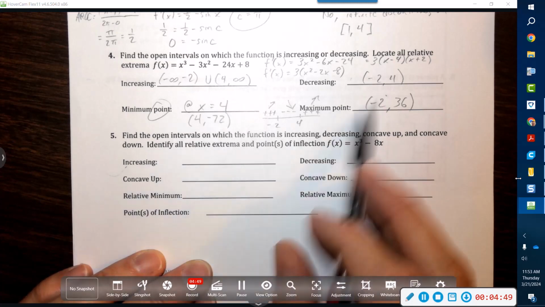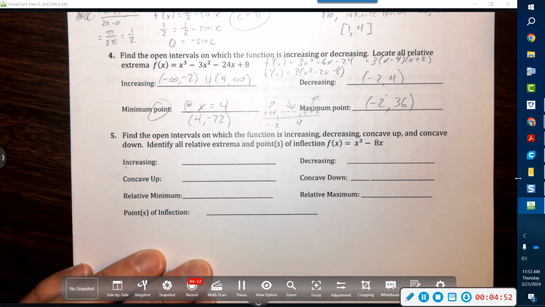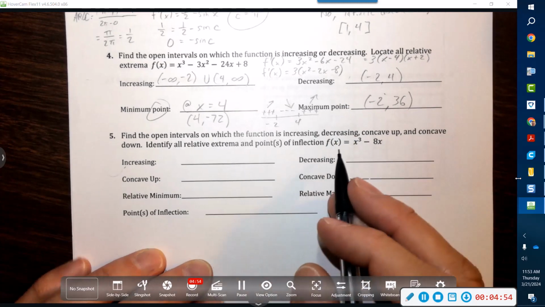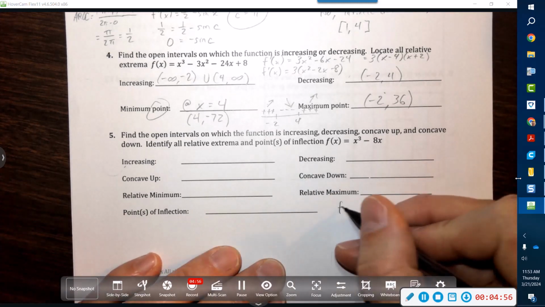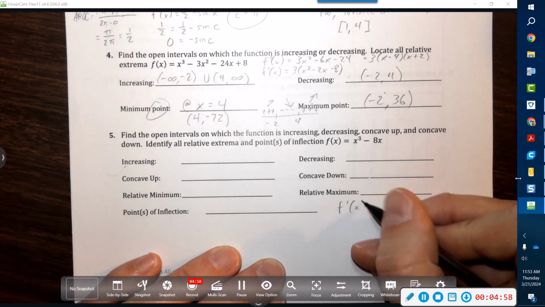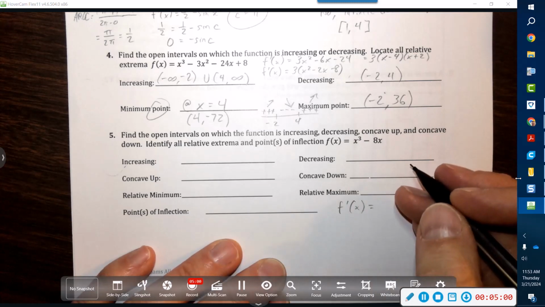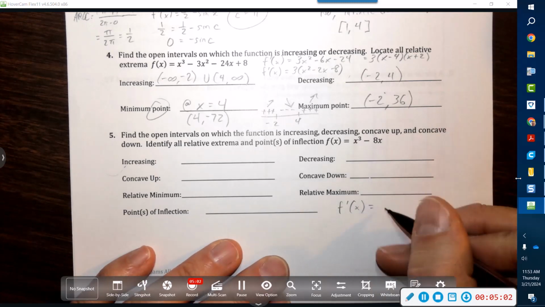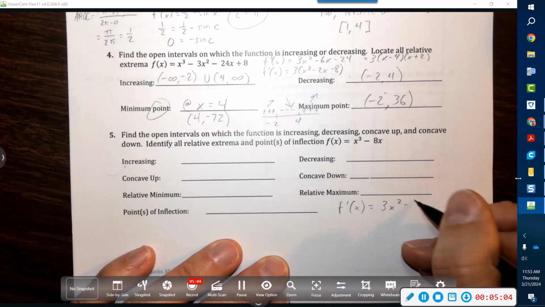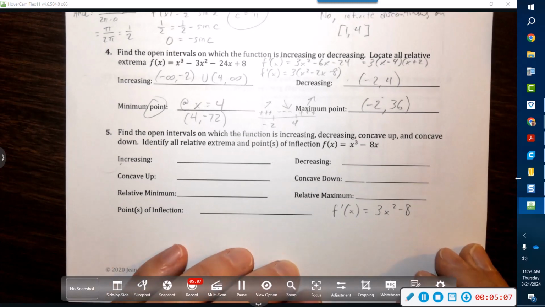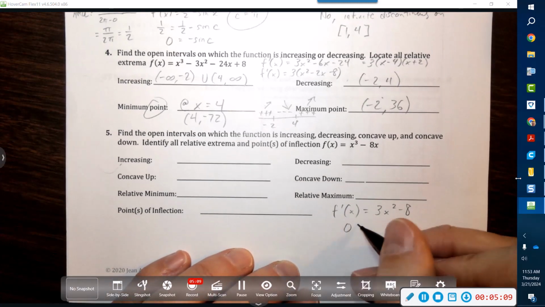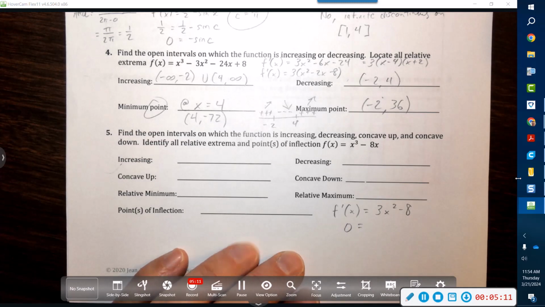Okay, moving forward with this guy, we've got find the open intervals in which the function is increasing, decreasing, just like this, but now we're going to do concave up and concave down as well. And we're also going to find the point of inflection. So we need both the first and the second. So let's go ahead and take the first derivative, 3x squared minus 8, and let's set that equal to 0. Okay, get our critical numbers.